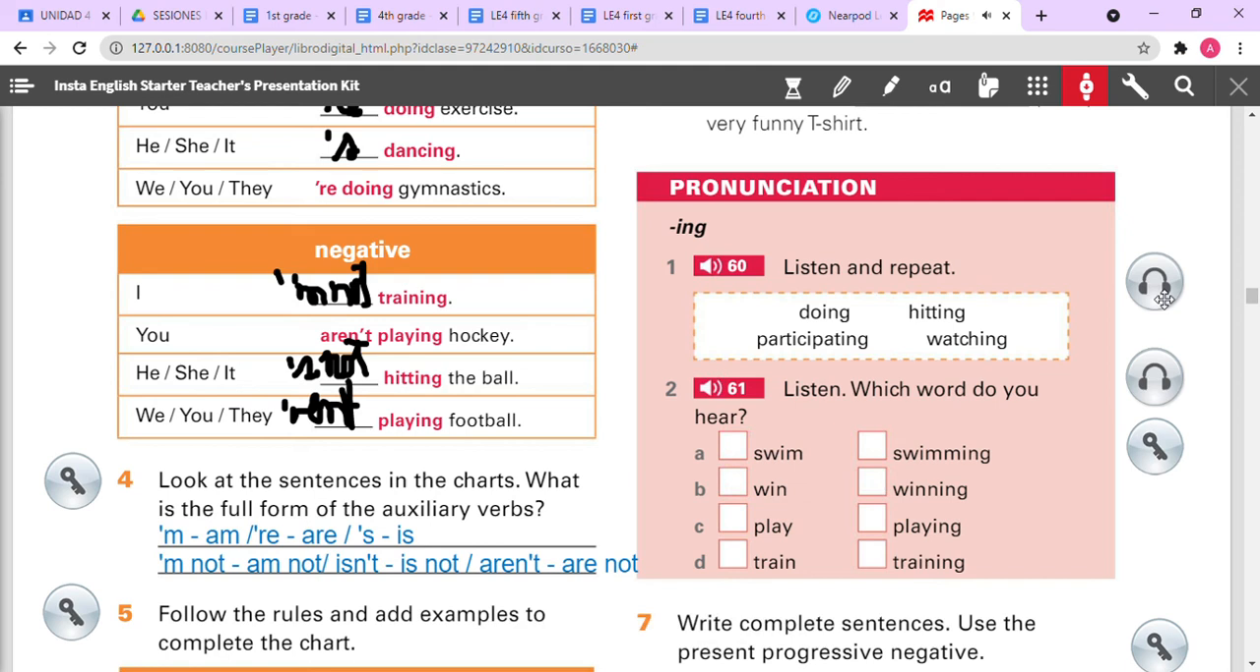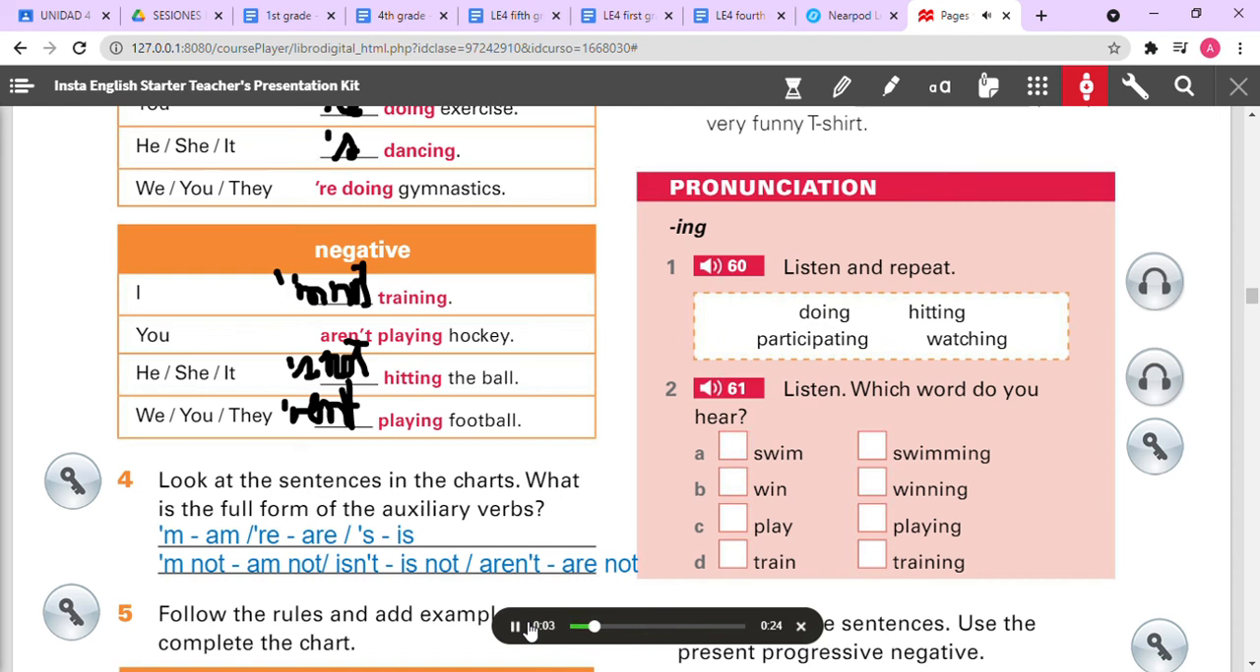Okay, that is the pronunciation with the ing form. Now let's continue. Remember, practice this in your house. It's going to be useful. Let's continue with number 2. Unit 6. In this part, what do you have to do? Easy. You are going to listen. Which word do you hear? Swim or swimming? Win or winning? Play or playing? Train or training? Just check what you listen to.